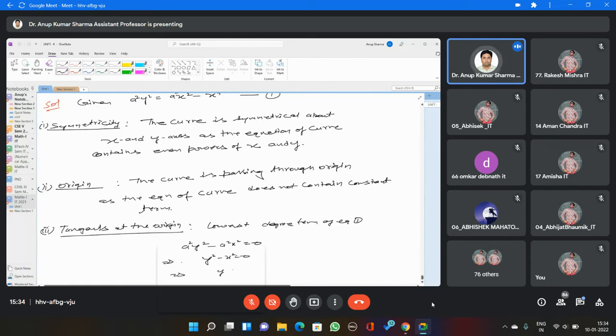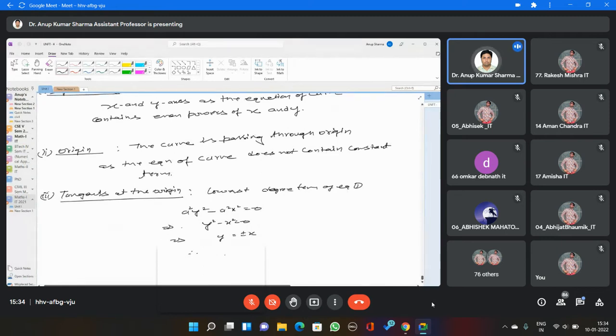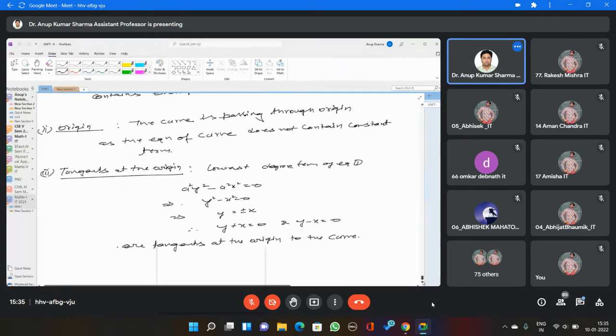This implies that y is equal to plus minus x. So therefore y plus x equal to 0 and y minus x equal to 0 are tangents, not asymptotes, tangents at the origin to the curve. Fine.